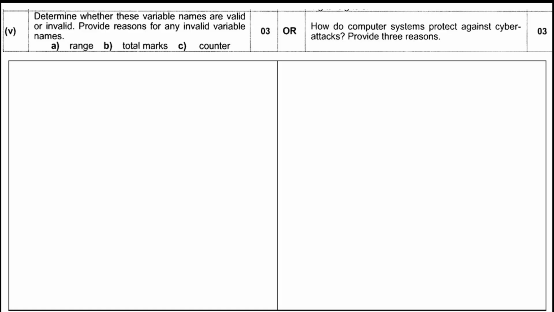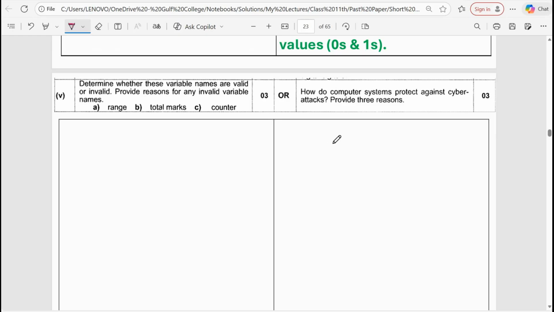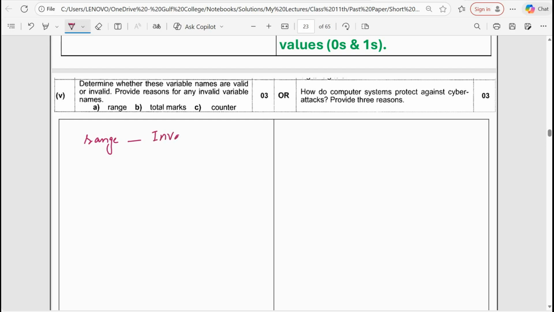Question number 5. Determine whether these variable names are valid or invalid. Provide reasons for any invalid variable. Range. Range is invalid. Why is it invalid? Because we use it in a for loop, for x in range 3. Here range is a built-in function.